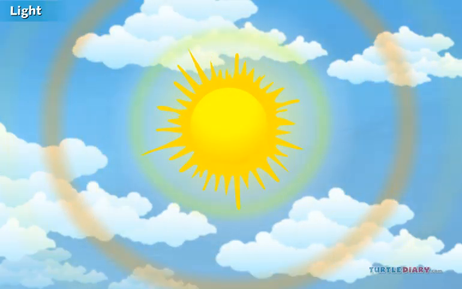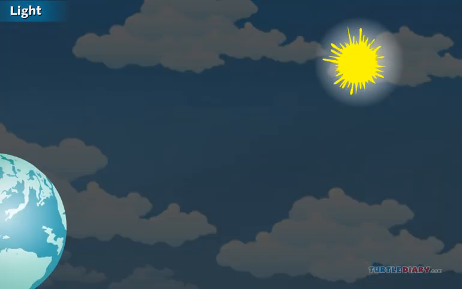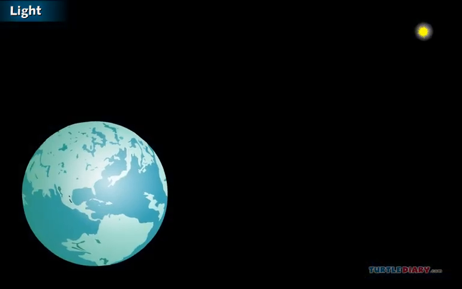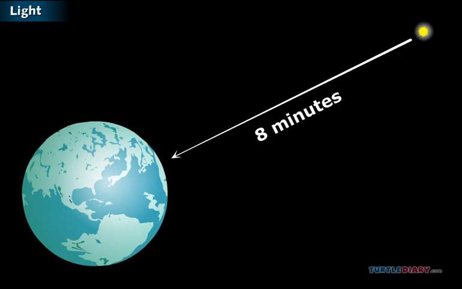Our natural source of light is the sun. The sun is a huge ball of gas. It gives off a lot of energy in the forms of light and heat. The sun is a star that is very far away from us. It's so far away that it takes about 8 minutes for its light to reach us here on Earth.